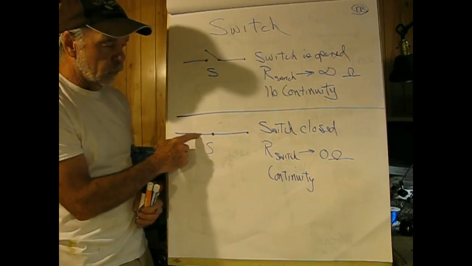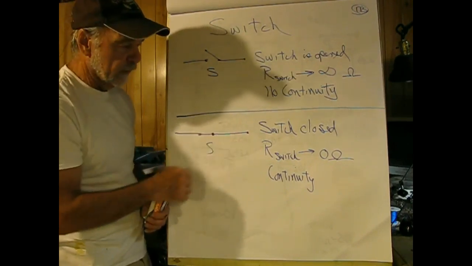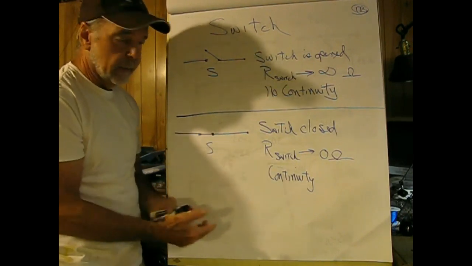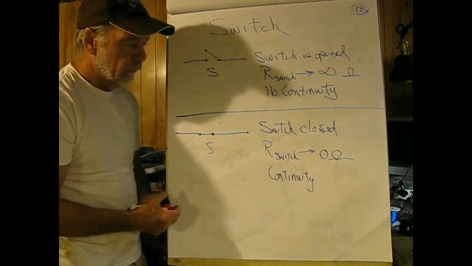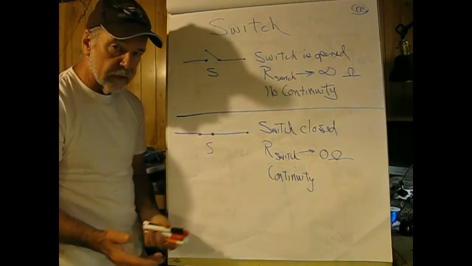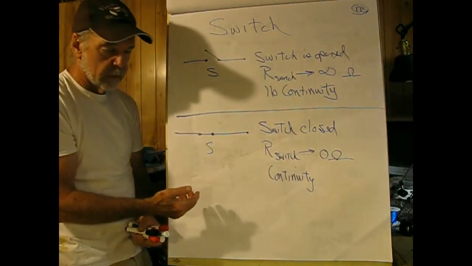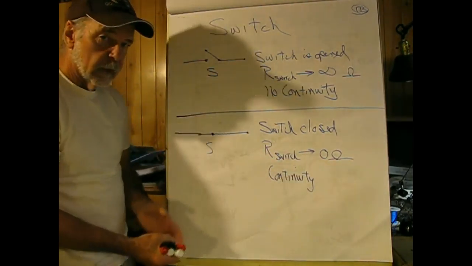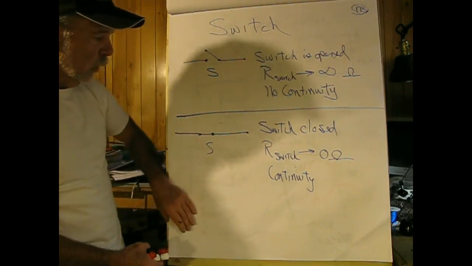Secondly, we have a closed switch. This means that we have a path through the switch. We could say that the resistance of the switch ideally approaches 0 ohms. Actually, it does not. If you look up a given switch in a data sheet, you will find that it has some resistance associated with it, and this will give us continuity through the circuit, assuming that there's no other device which can interrupt the circuit flow.